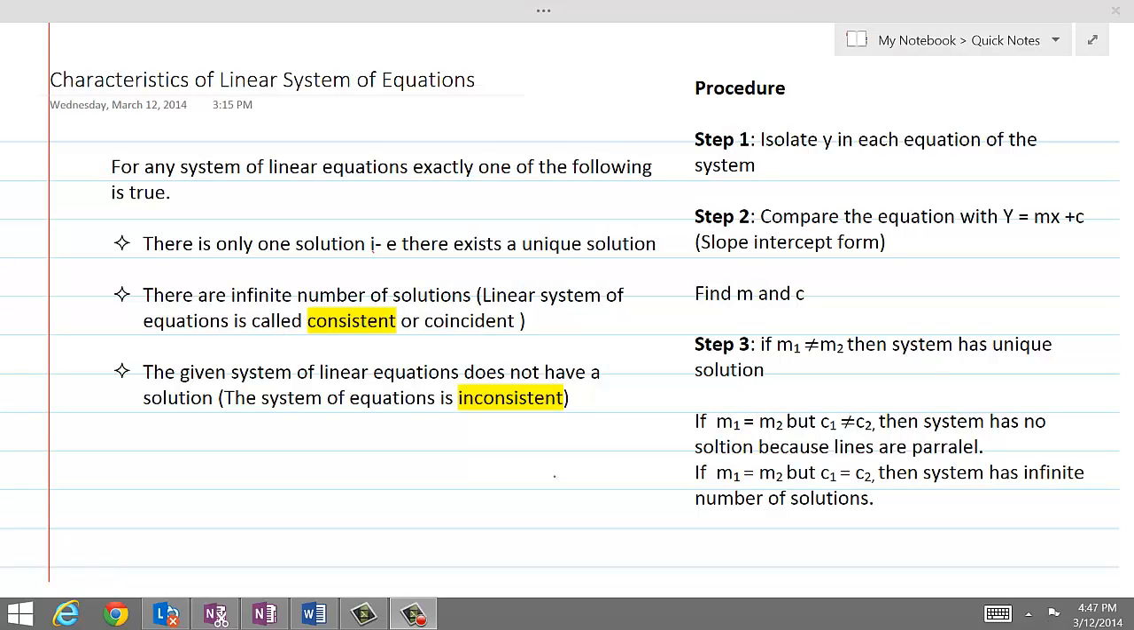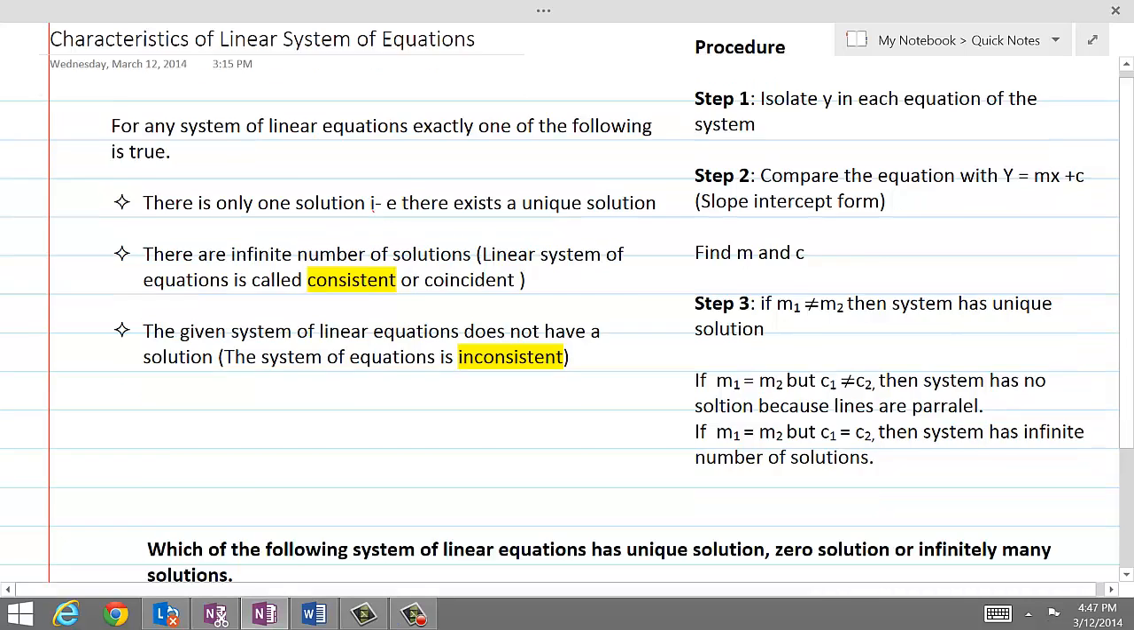Characteristics of linear system of equations. For any system of linear equations, exactly one of the following is true. There is only one solution, or there are infinite number of solutions, or the given system of linear equations does not have a solution at all. Here we have systems of linear equations, and for these given systems we will decide which one of them has zero solution or one solution or infinite number of solutions.